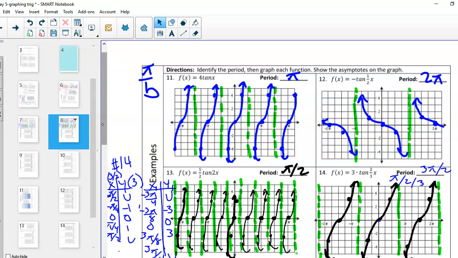For 12, 2 things happened. It was horizontally stretched by 2. So if it's now at 2 pi, really just bring that out. So pi was at -pi over 2 and pi over 2. 2 pi would have to be double that. And then it was reflected, so it has to face the other way. Make sure your arrows are facing the other way.